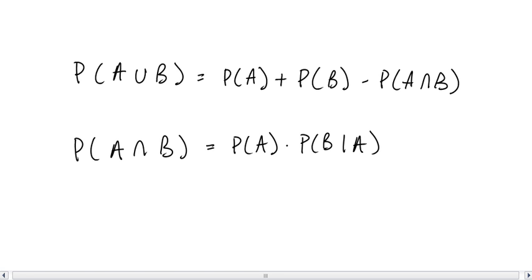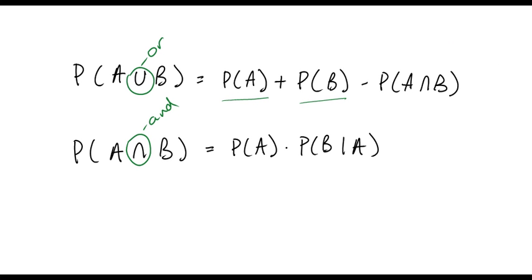So the probability of A or B, just to remind you that this is or and this one is and. Probability of A or B is the probability of the first one plus the probability of the second minus the probability of both. So you may ask, why do we subtract the probability of A and B? And we will discuss this, not in this video, but we will discuss it in our next video about Venn diagrams. So if you really want to know, come watch that video.